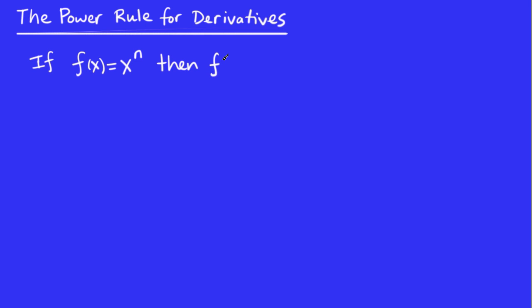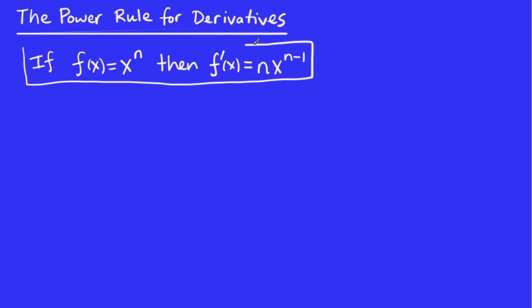The derivative is, well, you bring the exponent n to the front, and then the power of x is going to be one smaller than it was. So it's going to be the power of n minus 1 now, okay? So this is such a useful formula. You're going to use it so much it's going to become second nature to you.